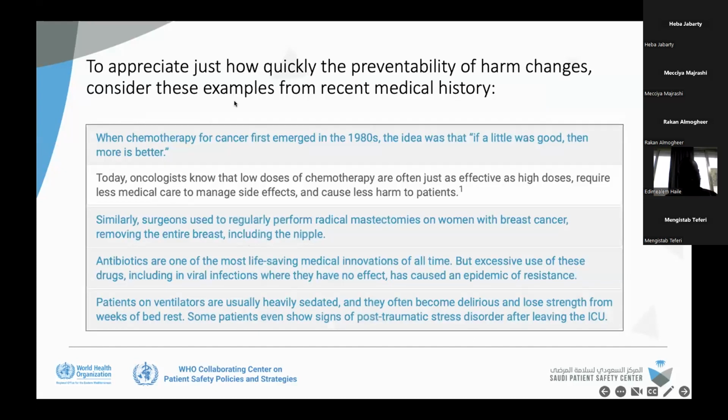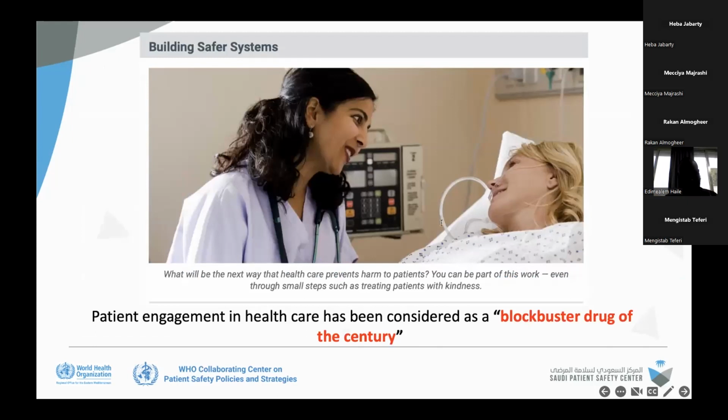To appreciate just how quickly preventable harm changes, consider the following example. When chemotherapy for cancer first emerged in the early 80s, the idea was if a little was good, then more is better. It doesn't work this way. A lot of things have changed. Today oncologists know that low doses of chemotherapy are often just as effective as high doses, require less medical care to manage side effects, and cause less harm to patients. So this is only one example of how we are thinking differently and how we are changing rapidly.